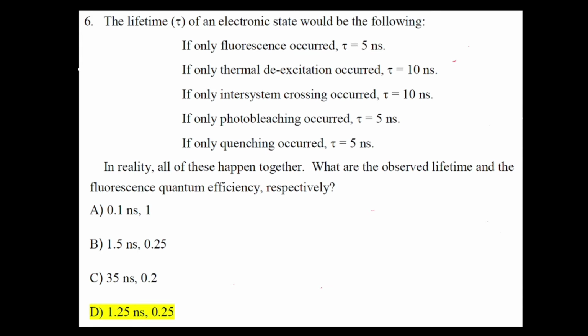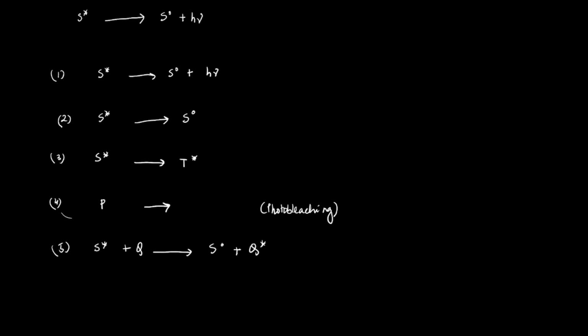So we have these processes, and they asked us to figure out the observed lifetime and fluorescence quantum efficiency if all of these steps happen together. I'm just giving you a view of how we can get to the given formula in order to solve this question. Let's say for fluorescence the rate constant is kf. For thermal de-excitation, kt. For ISC, kISC. For the photo bleaching process, kP. For quenching, kQ. So we have named the rate constants for the given processes.